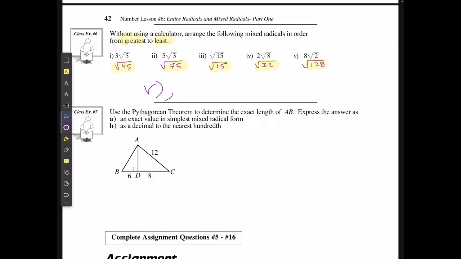The next biggest one is going to be the 75, so it's number 2. Then it's going to be 45, so it's number 1. Then it's going to be 32, so it's number 4. And finally, it's going to be number 3.